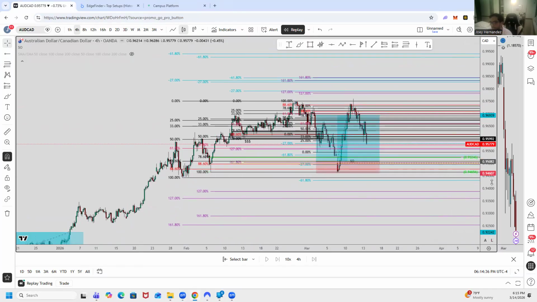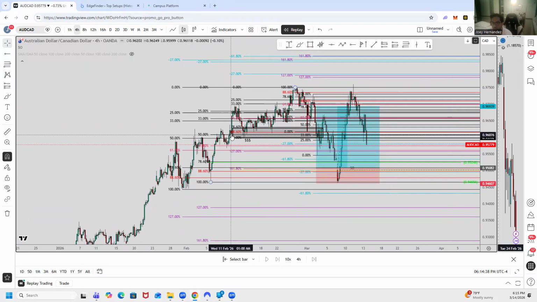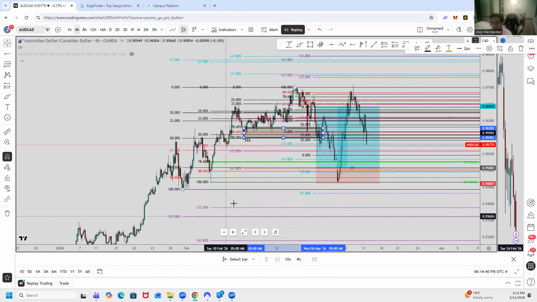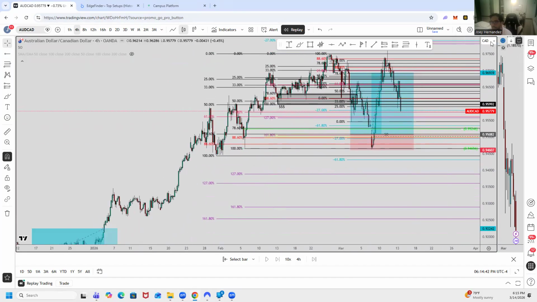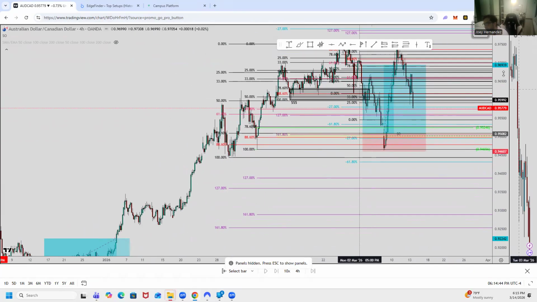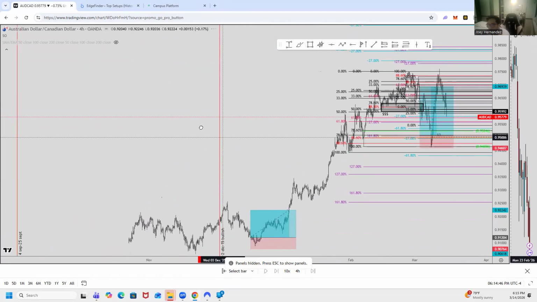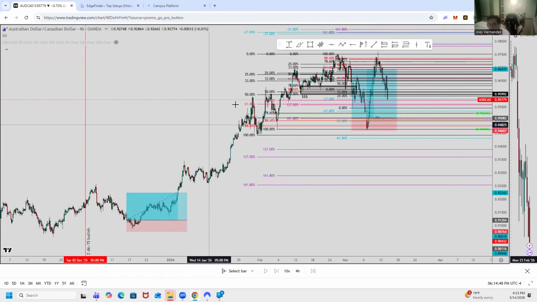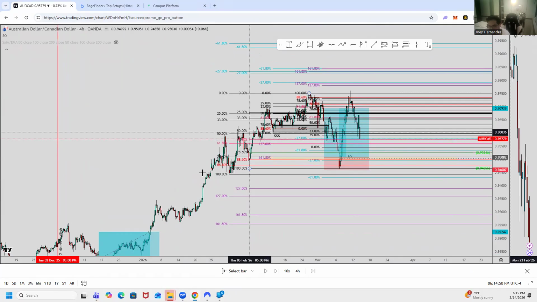So let's get started. I took this trade this week, AUDCAD, and I'm going to be explaining why I took this trade. So AUDCAD, we're clearly bullish, higher highs and higher lows.